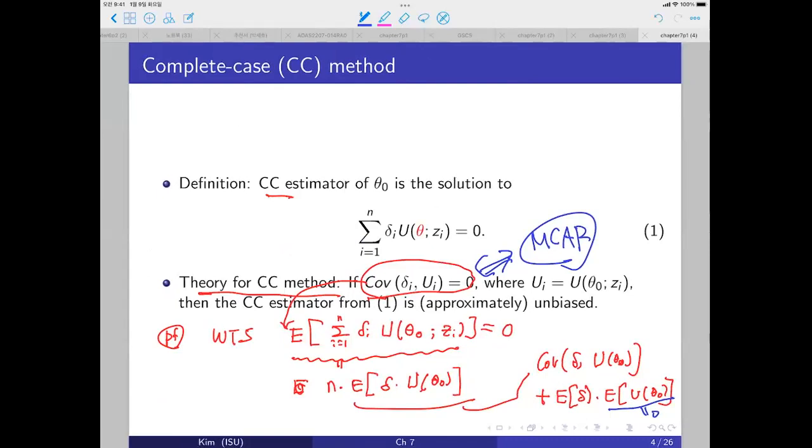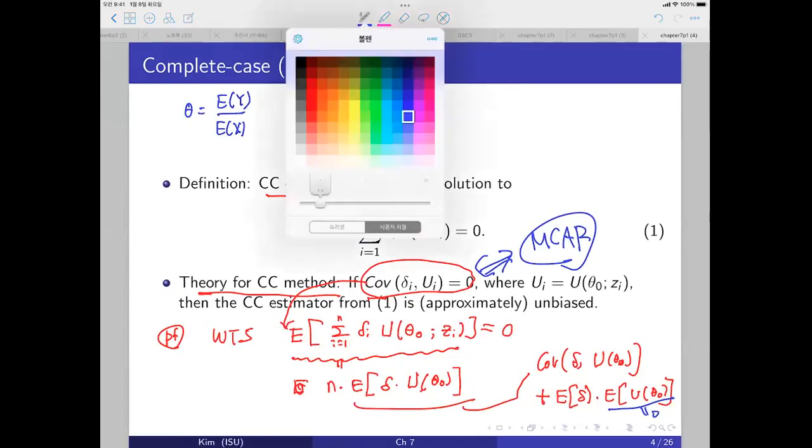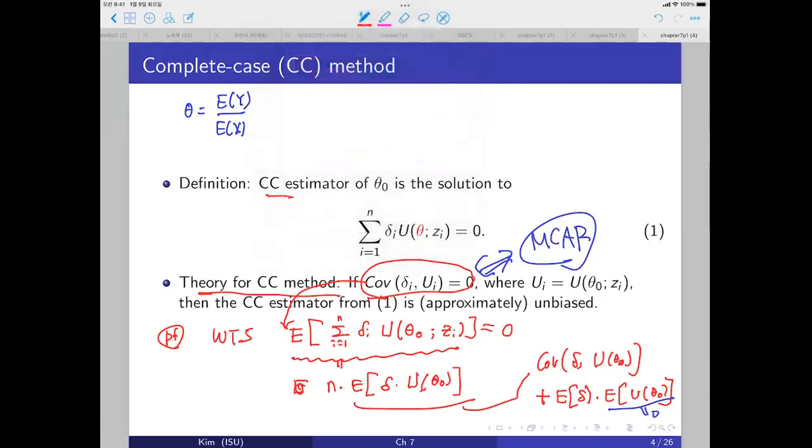We are talking about the solution. So for example, suppose theta is an expectation, so how is theta defined? Through Y minus theta X.